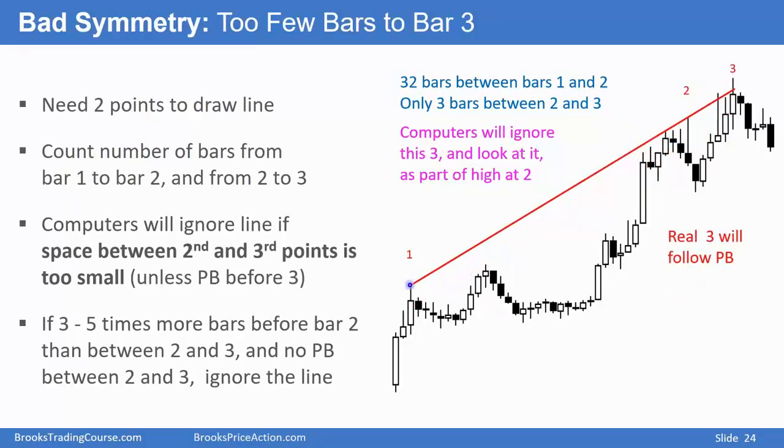So point 1, point 2 or point 2, and then point 3. There's still not all that good symmetry, too many bars between 1 and 2 compared to between 2 and 3, but at least it's not as bad as this. So more computers will pay attention to this and they'll want to see what the market does at that third point.